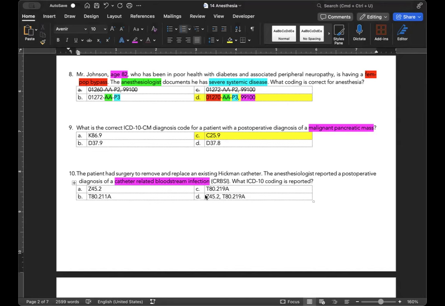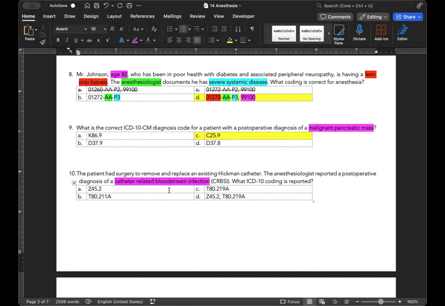So underneath infection, it's going to be due to or resulting from, because it is catheter related. Underneath due to or resulting from, you will go to central venous catheter, because our Hickman catheter is a central venous catheter. And then it is in the bloodstream.